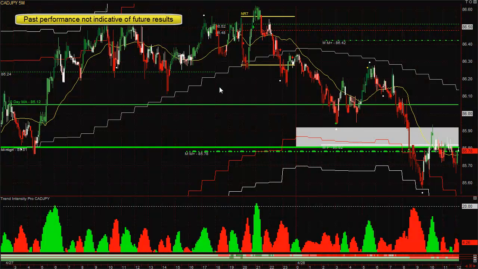Weak CAD, strong yen. And one of the patterns on this chart is our NR7 pattern, which means basically during the previous 4-hour range, price moved less than it did over the previous 7 4-hour ranges. That's the previous 28 hours.